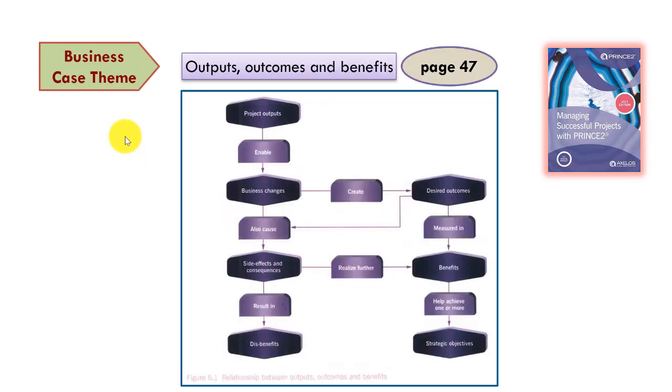Again, on the business case theme, the differences between outputs, outcomes and benefits. On page 47, put a tab there. Nice little handy diagram here. You shouldn't be looking at it for the first time. You should understand it, but it'll just remind you of the general sequence and flow between project outputs, leading to business changes, desired outcomes, benefits, and meeting strategic objectives, while being mindful of side effects and consequences and what's known as disbenefits. Great little diagram to clear your head if you've got any question about this.